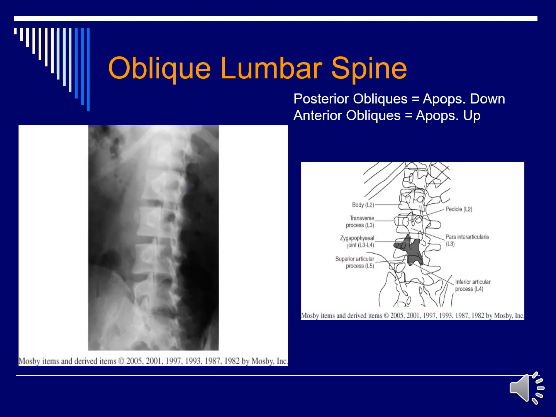Here's an image of our oblique L spines. Remember, the posterior obliques will show the downsided zygapophyseal joints, and the anterior obliques will show the upsided zygapophyseal joints. So whichever way the Scotty dog is walking, or whichever way the eye is facing towards that crest on a posterior oblique, that's the way the patient was rolled. So for this one, the patient is in an RPO, and we're seeing the right zygapophyseal joints.